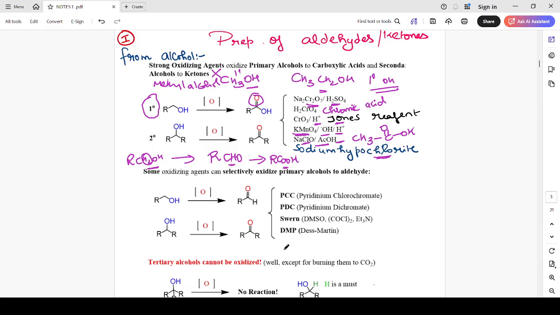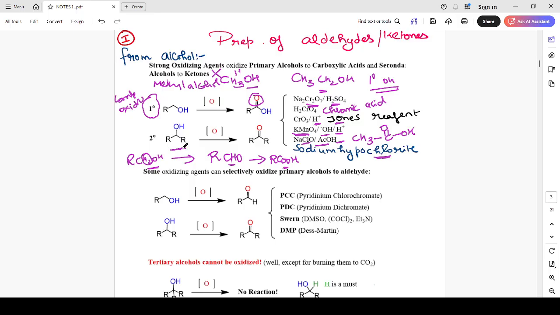Ma'am, wouldn't it be NaOCl instead of NaClO? Both are the same. No, not much difference. People write it in either way. Okay. So a primary alcohol gets converted into acid. There is no stopping here. We call this complete oxidation.